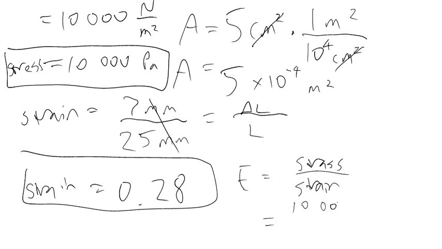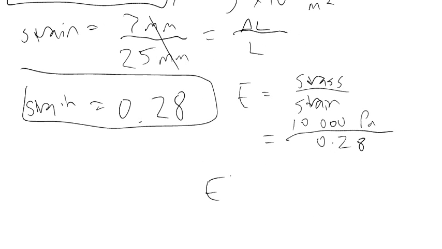10,000 pascals divided by 0.28. You should arrive at a value of roughly 35,700 pascals. And that's it.